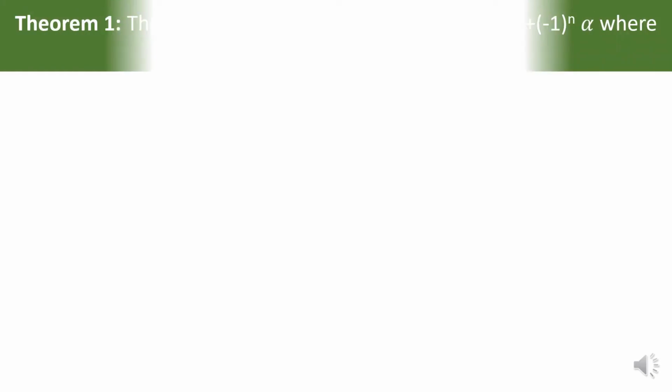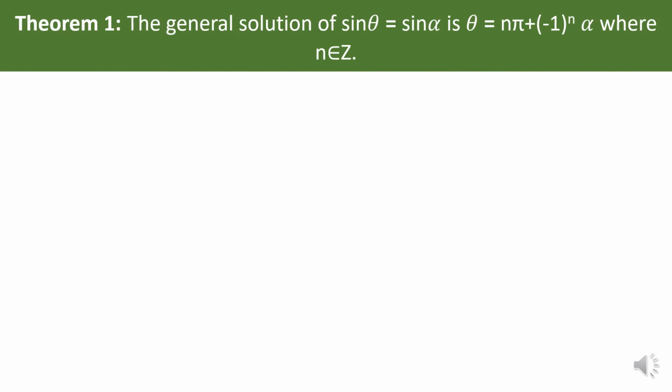So the first theorem: the general solution of sine theta is equal to sine alpha is theta is equal to n pi plus minus 1 raised to n alpha, where n is any integer. N belongs to Z. Z is the set of integers here. So n is any integer. Now just concentrate on the explanation. I am sure that at the end you will understand the theorem and you will know the formula also.